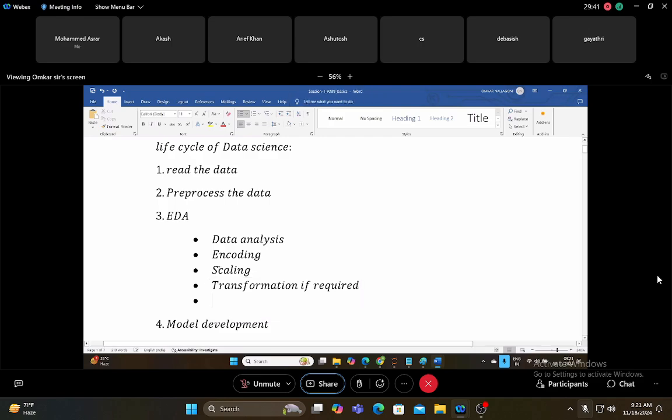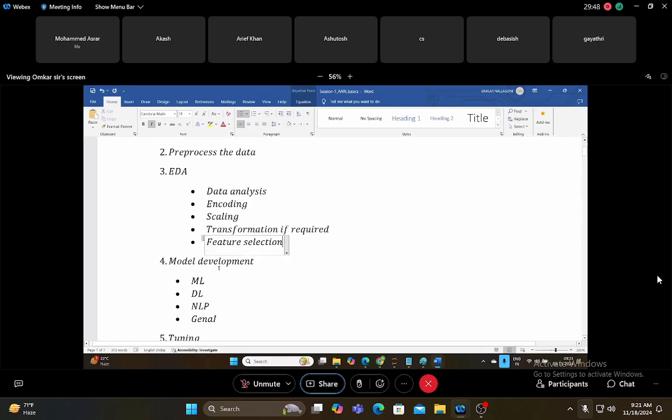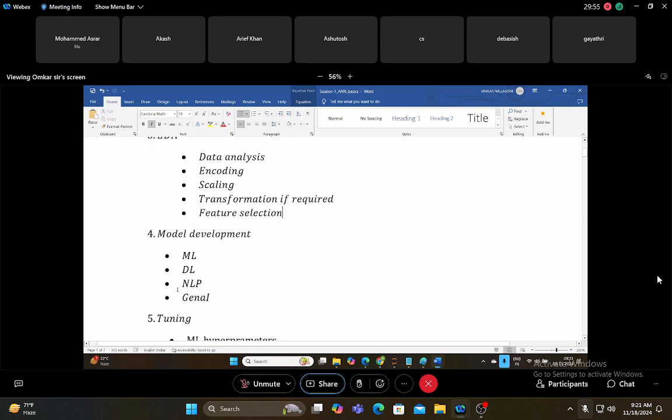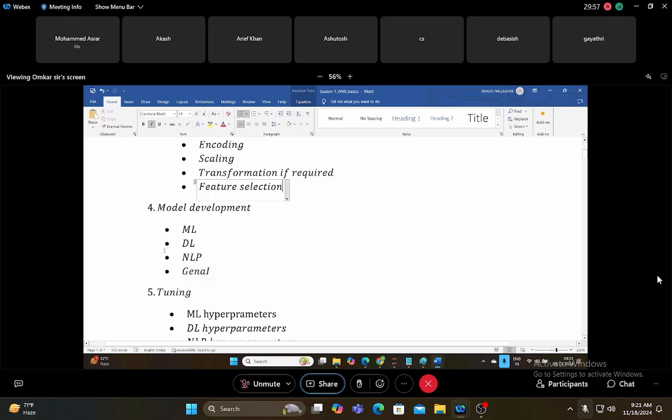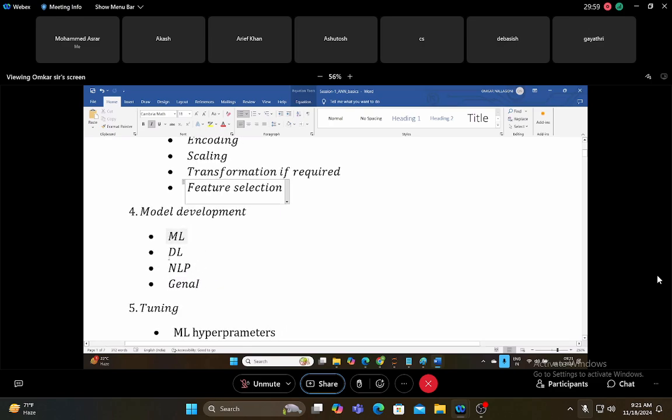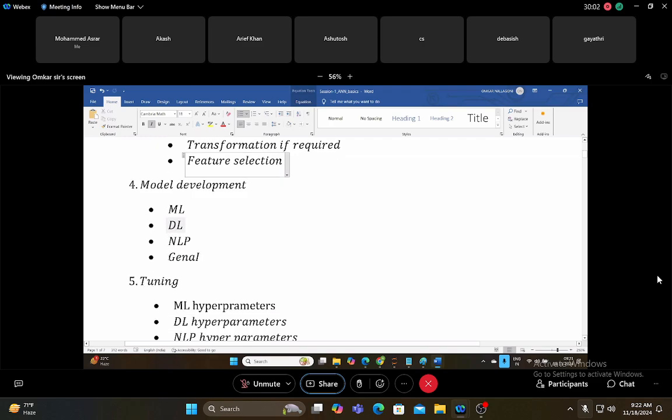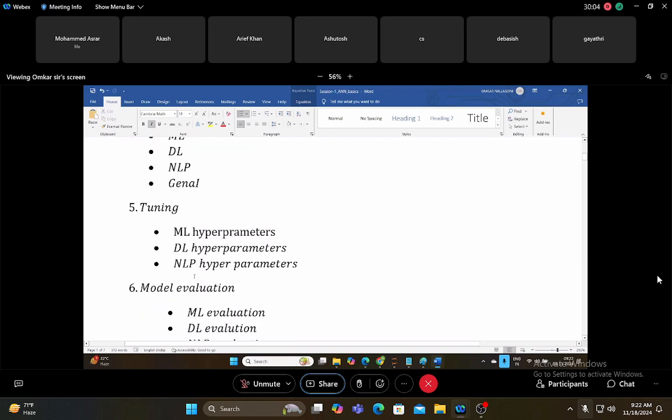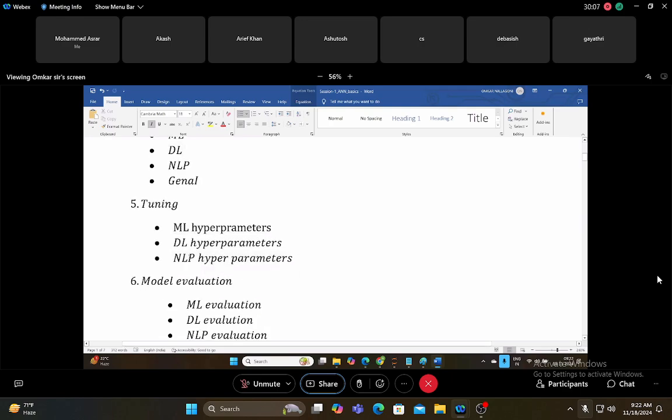And finally, we will do the feature selection models. And then model development. Under model development many models are there, na? ML, DL, NLP and Gen AI, and tuning. Tuning also has different types. Machine learning has its own kind of tuning, deep learning has its own tuning, and NLP has its own tuning.